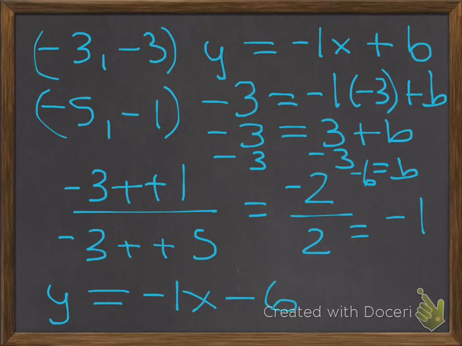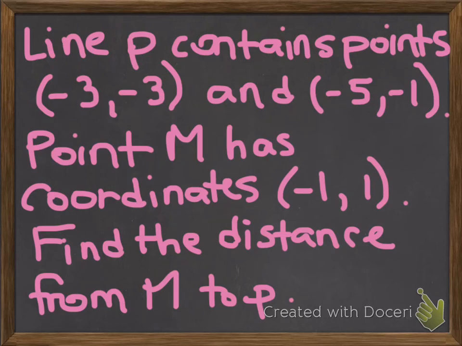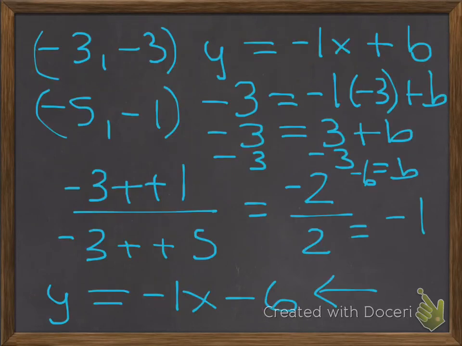The next step we're going to do is we need to write an equation that's perpendicular to this particular one we just found, but that passes through the point that they give us for point M. So if we go back, they gave us point M is (-1, 1). So we're going to use that to write our new equation.